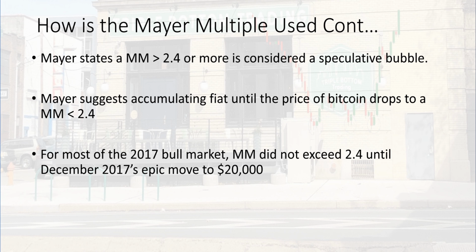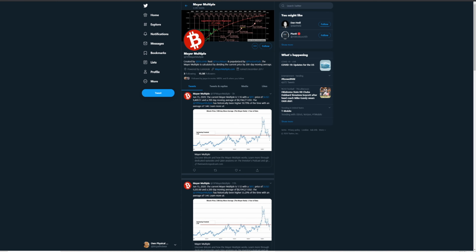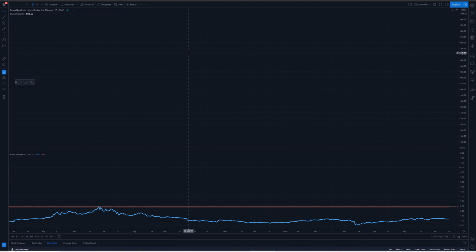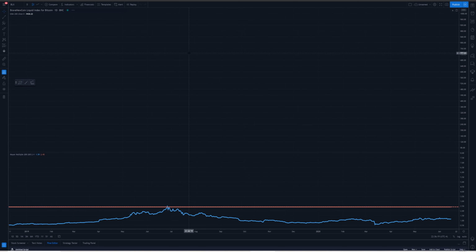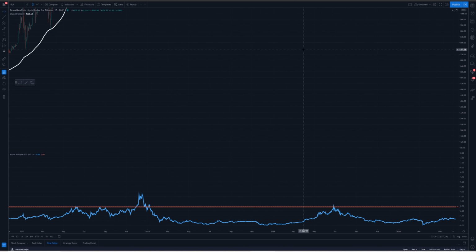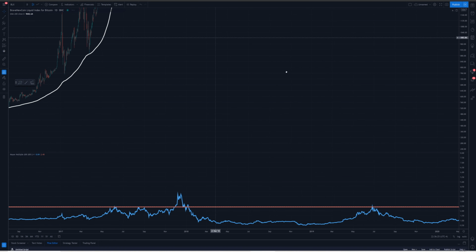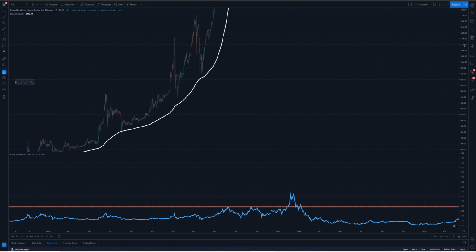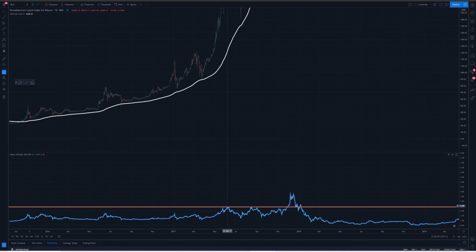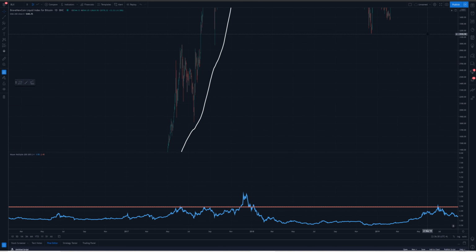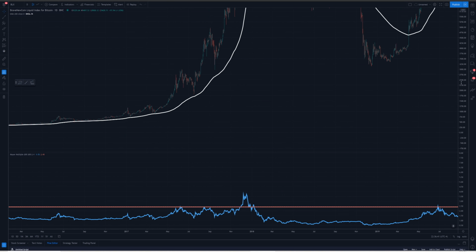For most of the 2017 bull market, the Mayer multiple did not exceed 2.4 until the epic blow-off move to 20,000. Now let me see if I can bring this thing back up again, and let me just show you that 2017 chart, if my Tradingview will cooperate again. All right, so 2017, here's the beginning of that blow-off move. You can see we didn't really go above the 2.4 threshold very definitively until I start scrolling up here, and you start to see, I mean, this thing just went parabolic.